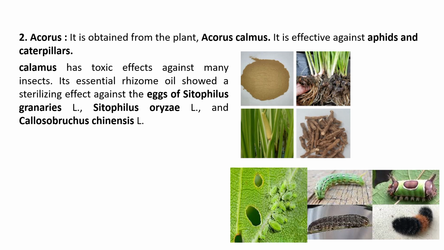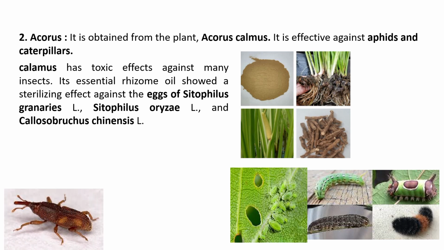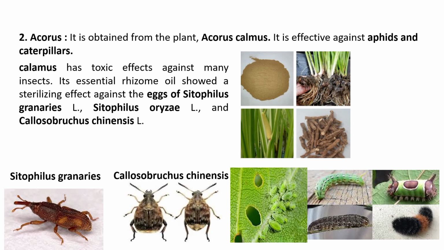Calamus has toxic effect against many insects. Its essential rhizome oil showed a sterilizing effect against the eggs of Cytophilus granaris. This is Cytophilus granaris. Cytophilus oreaceae, the species. And you can see Callosobruchus chinensis. They are very dangerous pests which can finish the leaf within a short period.